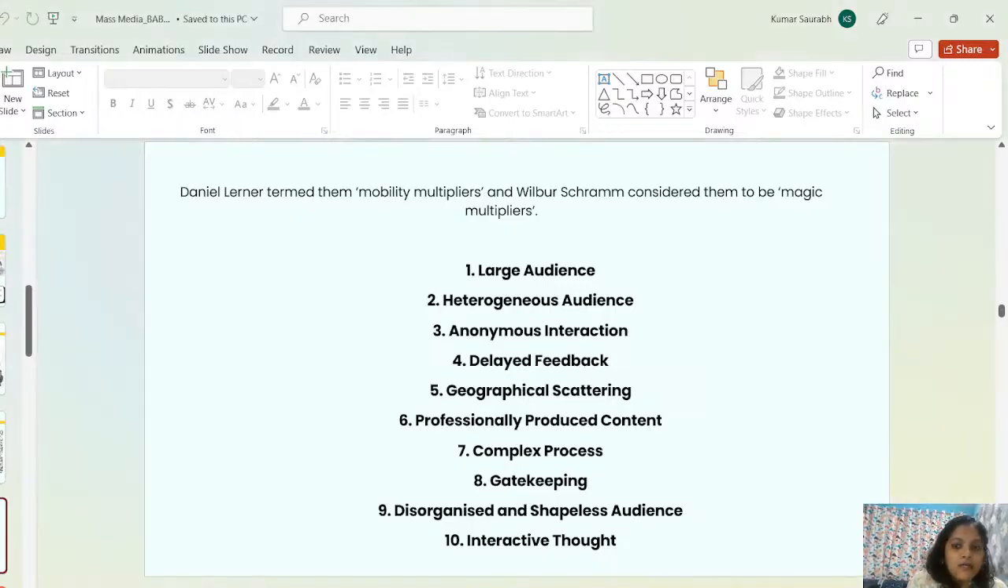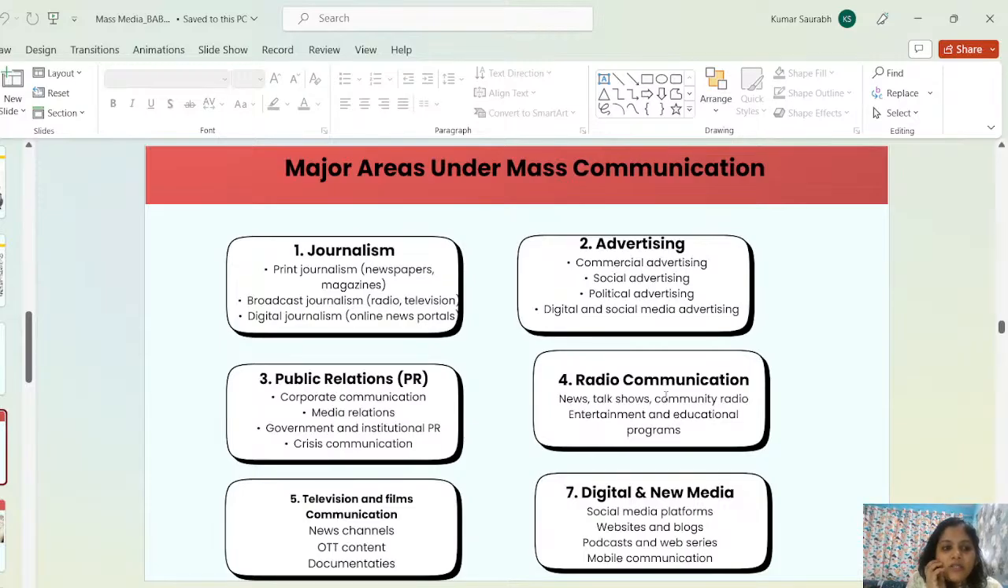Lastly, you can see the major areas of mass communication: journalism, advertising, public relations, radio communication, television and films, digital and new media. So here I'm ending the topic today, but I'm sure the next topics will be very important, because I'll start from these major areas under mass communication. I'll talk about all of these one by one, and also about how journalism has evolved over the period of time. Now different terminology has been used in communication and journalism. How it all came, what is the meaning of what, and which topics are really important for your exams, everything.